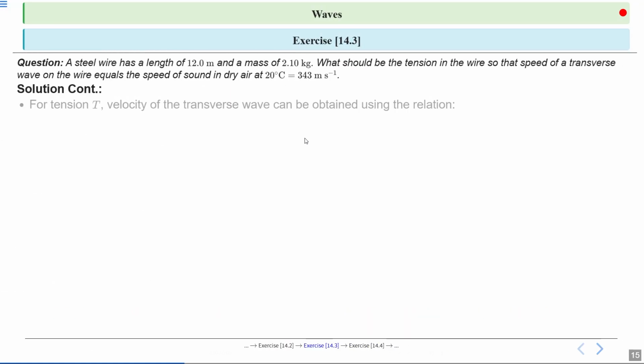Now, for tension T, the velocity of the transverse wave can be obtained using the relation V equal to under root T divided by mu. After rearranging, we get T equal to V square mu. This relates the tension T in a string or rope to the velocity V and the mass per unit length mu.